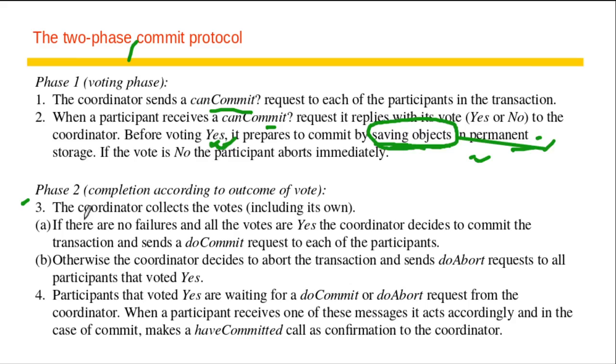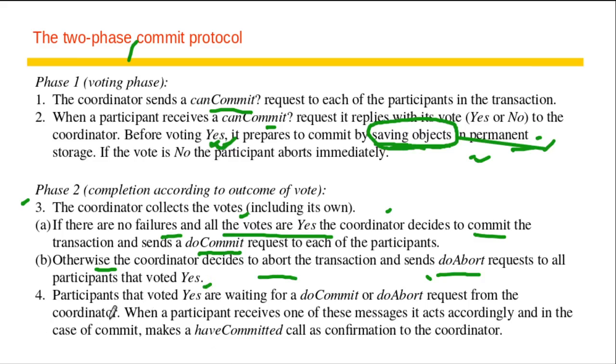Other thing is phase 2. In phase 2, what will happen? Coordinator will collect the vote, right? Some of them will say yes or no. If all of them will say yes, it is okay. So if there are no failures and all the votes are yes, in that case, coordinator decides to commit and issues a do commit request. If there is some problem, if it has not received yes from all of them, then the coordinator decides to abort the transaction and sends a do abort request to all the participants that have voted yes.